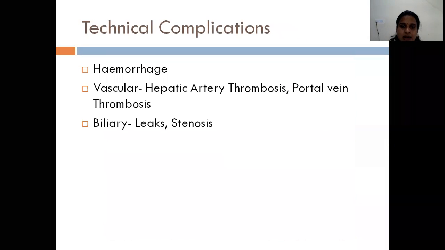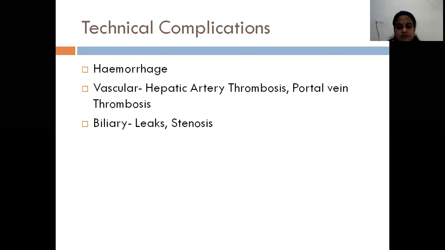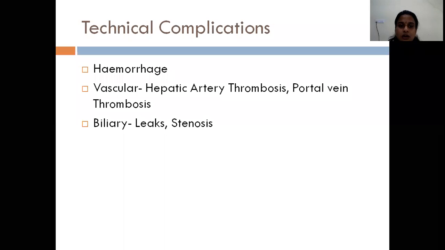Next is vascular. It could be hepatic artery thrombosis or portal vein thrombosis. That is in the order of occurrence. Next, finally, is biliary. It could be because of leaks and stenosis. All these are technical complications depending on the procedure or the anastomosis success rate.